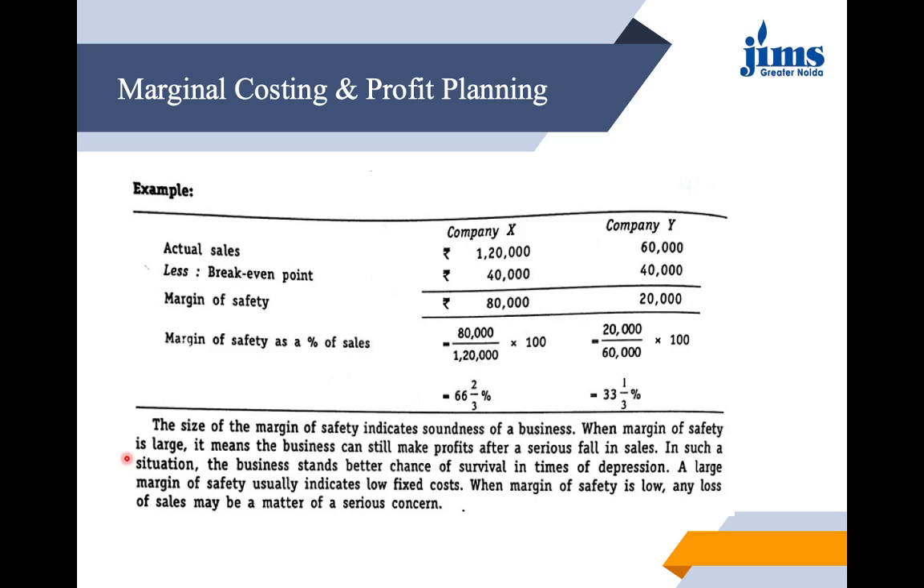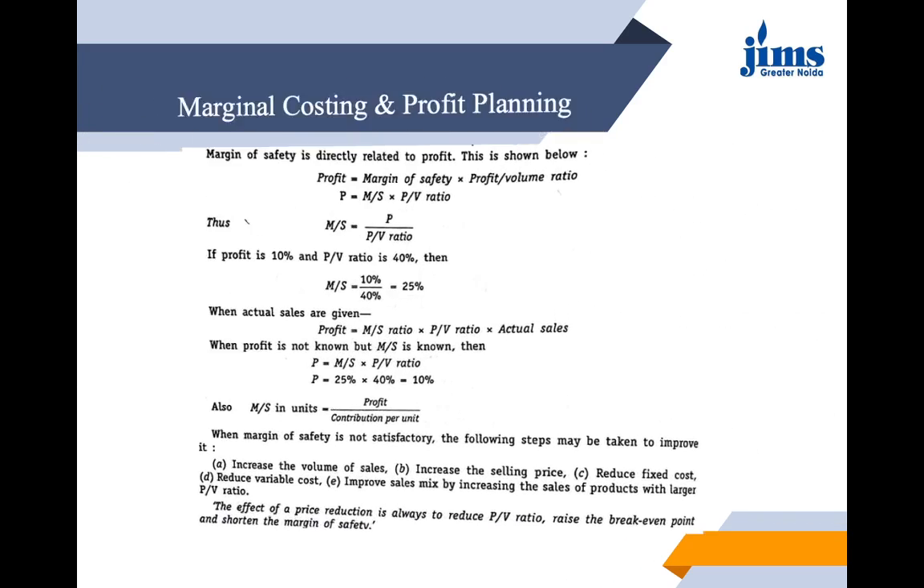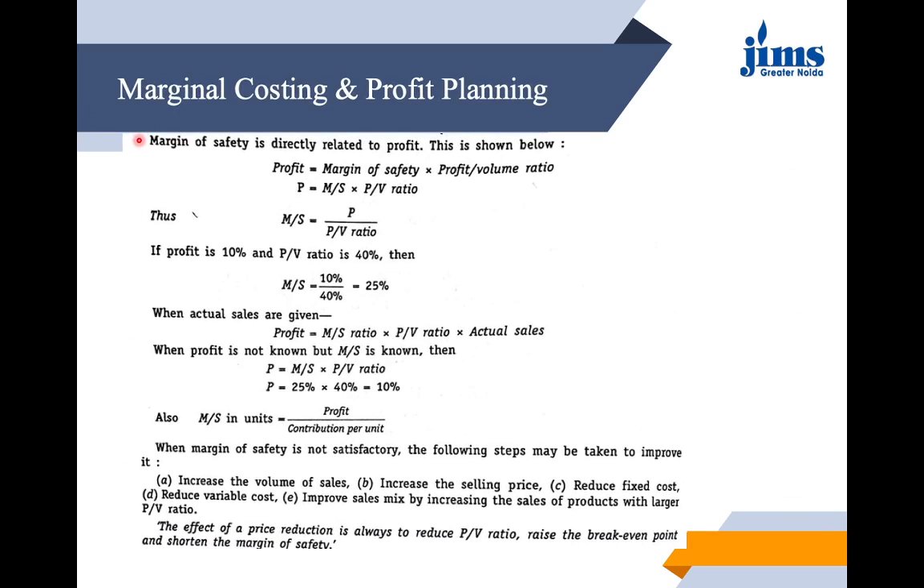When the margin of safety is low, any loss of sales may be a matter of serious concern for the firm. Now, margin of safety is directly related to profit. We can use this formula: profit is equal to margin of safety into profit volume ratio. Let us try and understand the concept further using certain examples. Or you can use this formula, margin of safety is equal to profit upon the PV ratio simply.